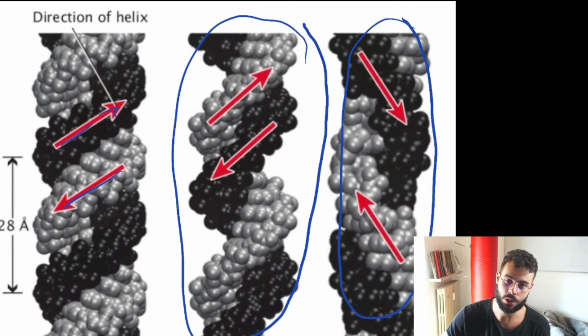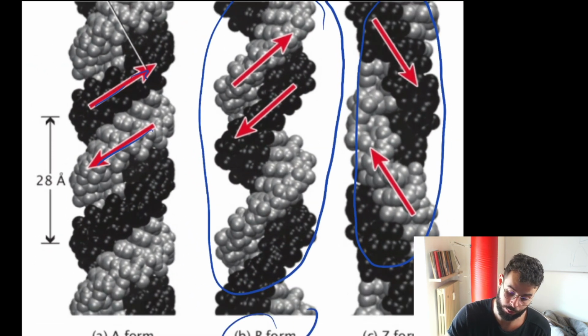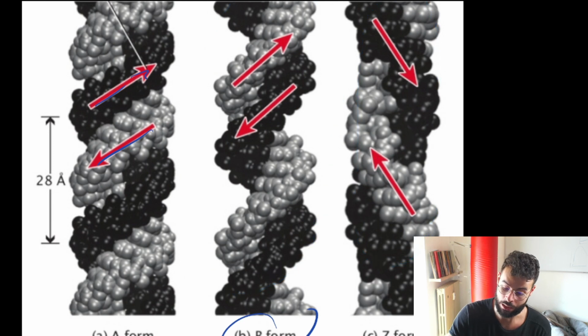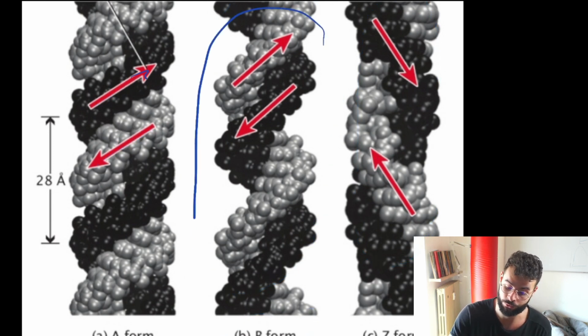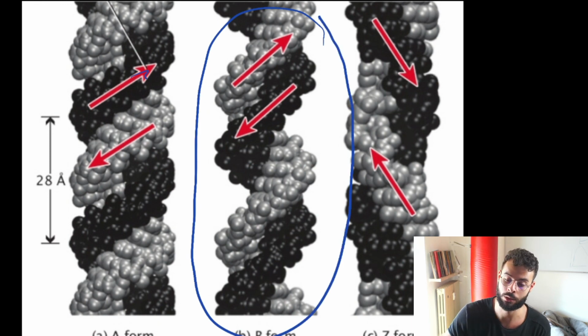Now, for the admission exam, you don't really need to remember these names. Just know for general knowledge that the B form is the most common, and we will analyze and work with this form. Just for your general knowledge, know that DNA comes in different shapes and sizes, and the helical is not the same in all DNAs in different organisms and in humans.